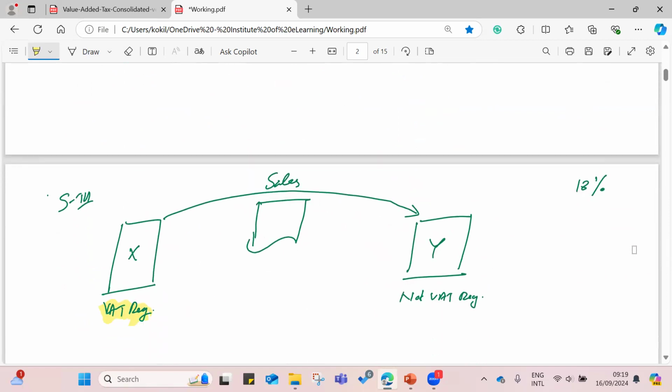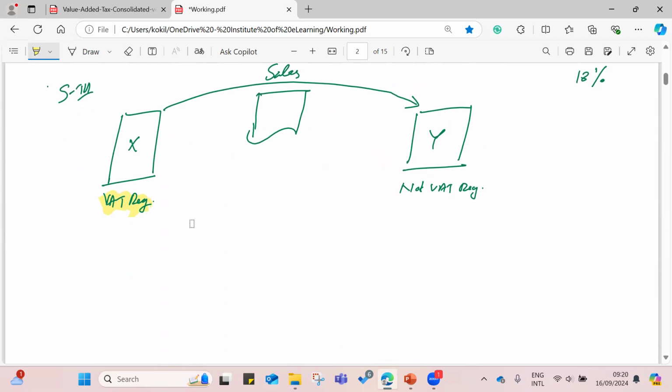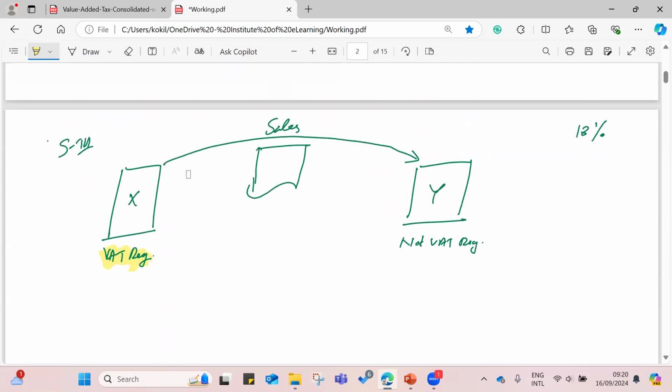And I will discuss the journal entry in scenario 3 as well, shortly. When company X makes sales to Y, since they have registered, they are acting as an agent for the government, and on behalf of the government they need to include that amount for that particular sale. Then they will issue an invoice, which is called an inclusive invoice.